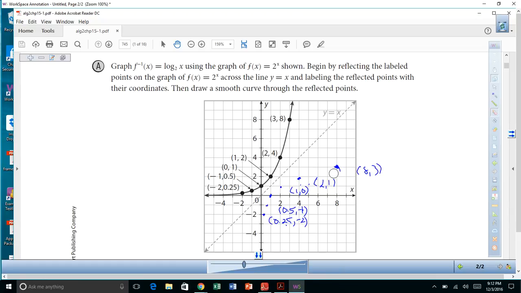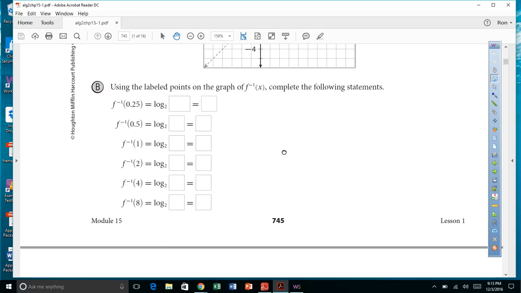My handwriting is a little bit too big for some of these. All right, it's going to look something like this right here. And it looks something like that. It gets closer and closer there. So that's what that looks like.